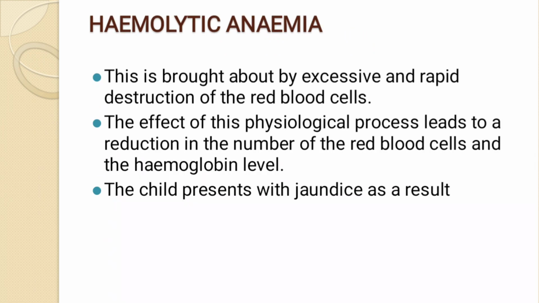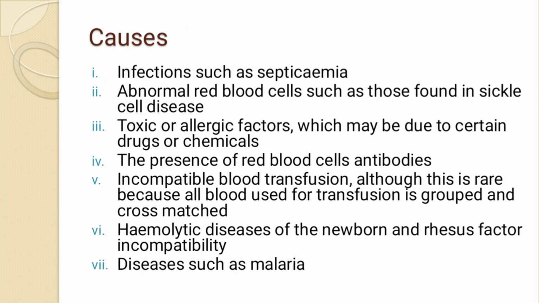So moving on is hemolytic anemia. This is brought about by excessive and rapid destruction of the red blood cells. From the word hemolysis, hemolytic is destruction. The effect of the destruction of red blood cells is physiological. The effect of this physiological process leads to reduction in the number of red blood cells and the hemoglobin level. The child presents with jaundice because of the hemolytic issue.